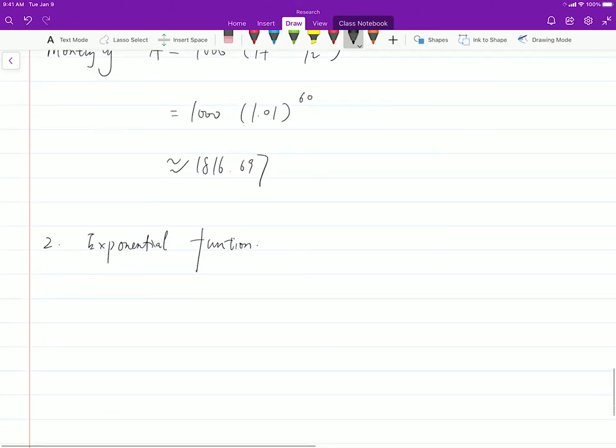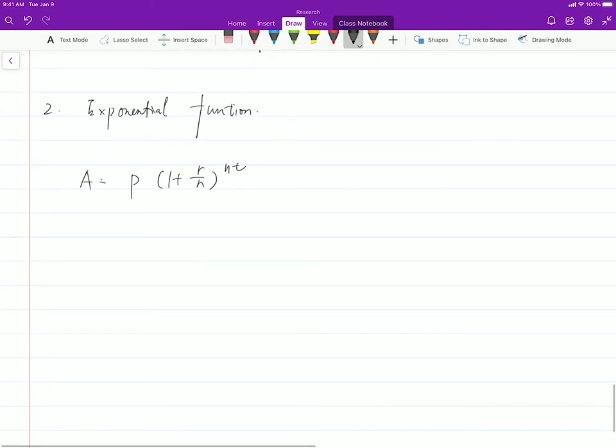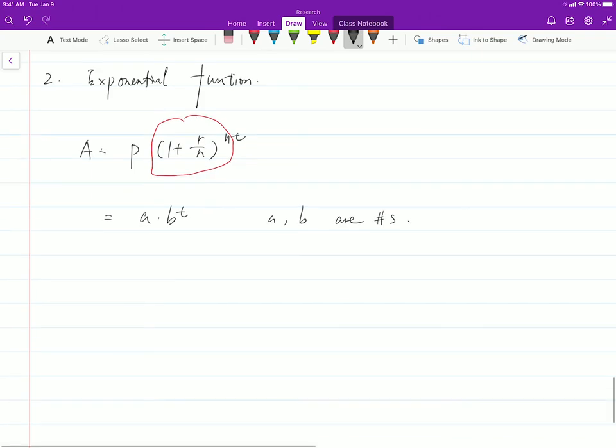Now take this one and take a look at it. Do you notice this is basically a formula? Everything here is a number. So it's in the format of a times b to the t, where a and b are numbers. For example, if we take 2 times 3 to the t, or x, same thing, it represents 2 times 3 times 3 times 3 times 3 for many, many times. How many times really depends on what values you put here for your x.